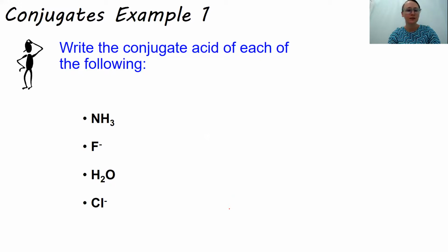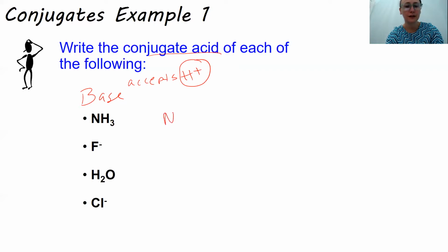All right. So for ammonia, so the conjugate acid, that means these are behaving as a base. A base accepts a proton. All right. H plus is what we call a proton. If it accepts H plus, we are going to get NH4 plus.